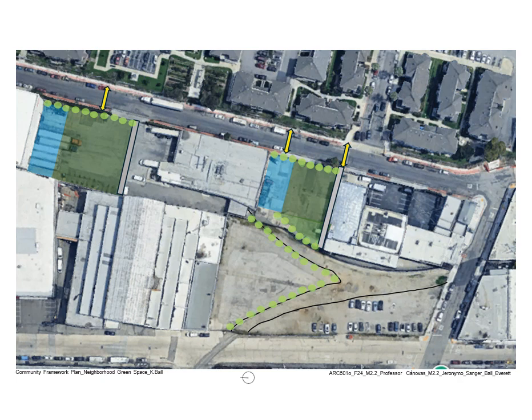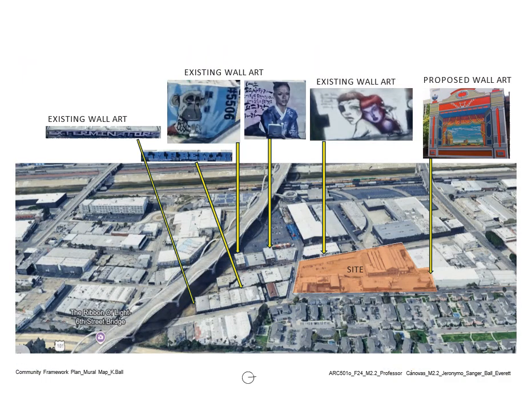Kate Ball sketched out potential areas for greenery to be integrated on the site and proposed some crosswalks for pedestrians. Kate also mapped several street art locations near the site.